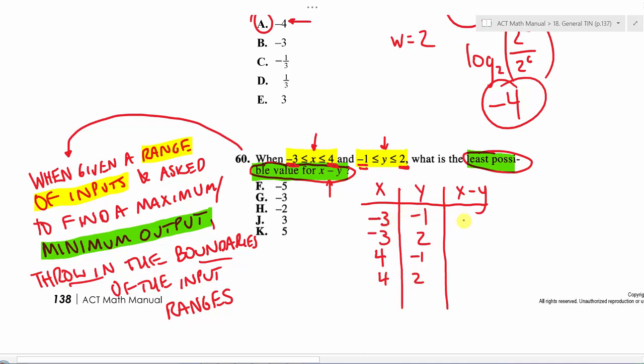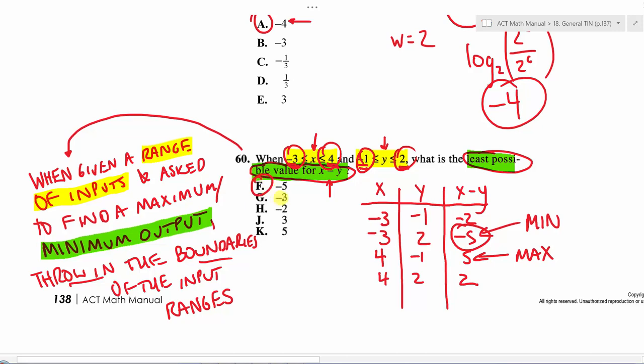So -3 minus -1 is -2, and again, all of this stuff can be done in your calculator. -3 minus 2 is -5, 4 minus -1 is 5, 4 minus 2 is 2, and what we have just done is, by focusing on our boundaries or our endpoints, we have fleshed out both the minimum value and the maximum value. And in this case, they were asking us for the minimum value. The minimum value is -5, and we're done.